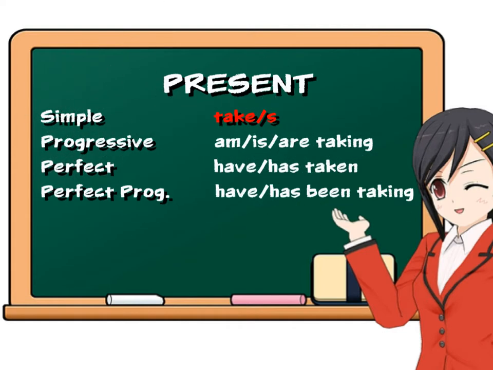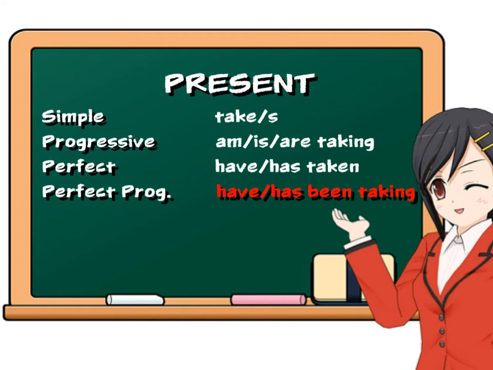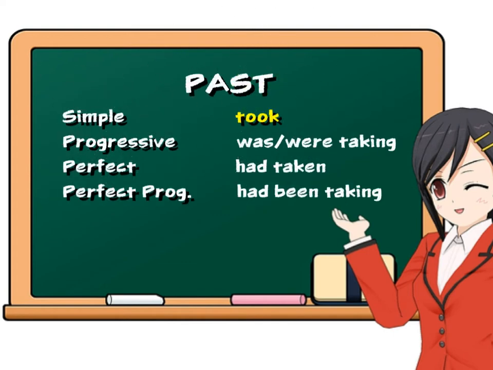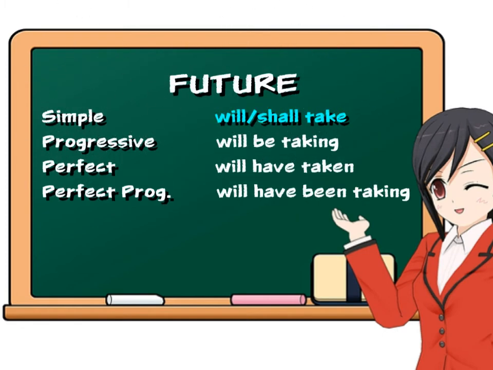Present: take, is, are taking, have, has taken, have, has been taking. Past: took, was, were taking, had taken, had been taking. Future: will, shall take, will be taking, will have taken, will have been taking.